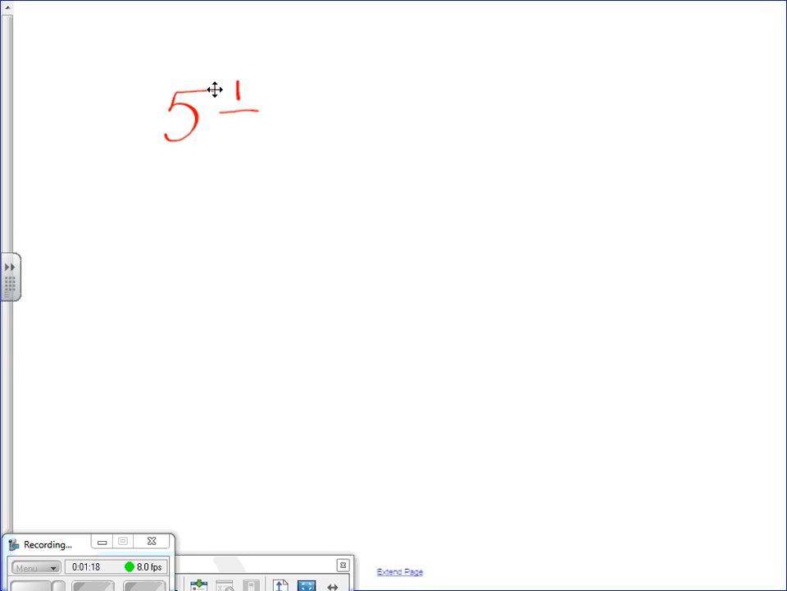If you have 5 1/4 quarts, now this is only 1 container. How many containers are there? 3. 3 containers. So, the easiest thing to do, go ahead and figure out how many quarts that is. 3 times 5, 15. 3 times 1, 3. Bring the 4. So that is 15 3/4 quarts.